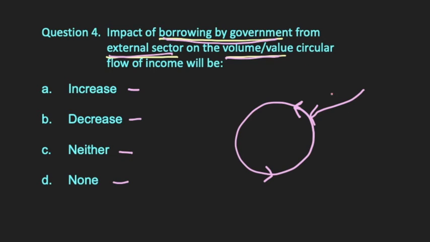Now obviously we can understand, if we had earlier $100, now the government brought $20 further from outside because it borrowed money from the external sector. Therefore our total circular flow will now be the earlier 100 plus the new 20 that have been borrowed from the external sector. Therefore the circular flow will increase. So this will be the appropriate option to the question.